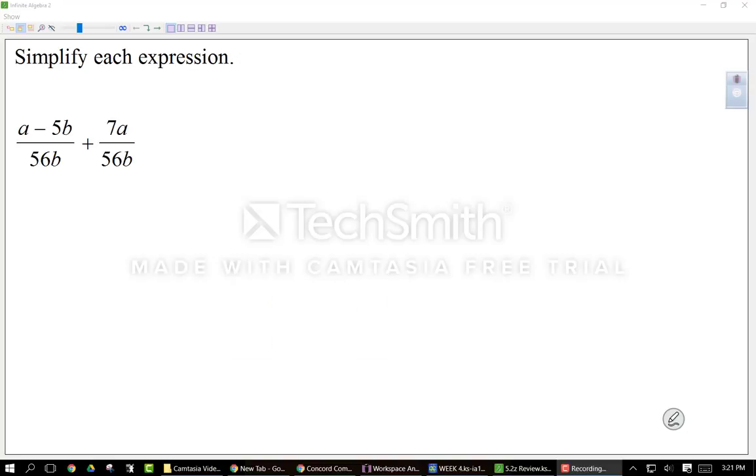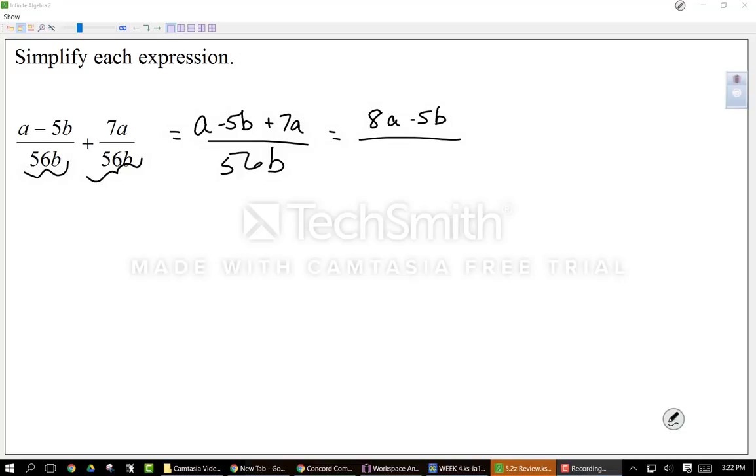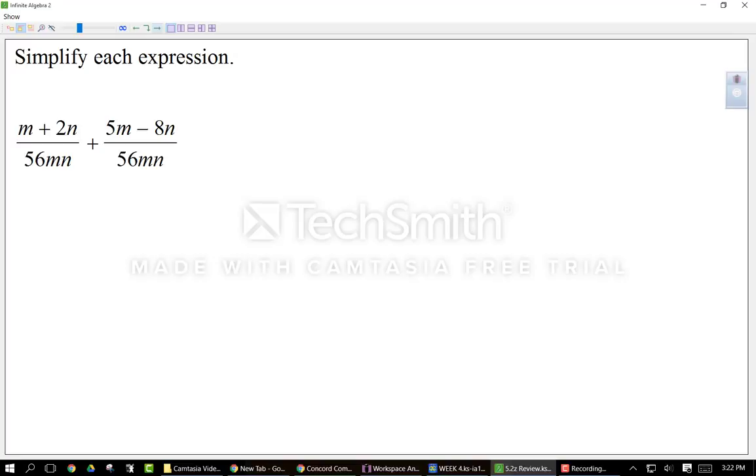Common denominator is already 56b. Because it's already 56b, I can just go right from there. So 56b. Now my numerator is going to be a minus 5b plus that 7a at the beginning. Combining like terms, I get 8a minus 5b over 56b. Nothing can be simplified because I have a monomial in the denominator and a binomial in the numerator. Nothing can be made smaller in the numerator, so this is my final answer. Again, pause the video, try to do this one first.